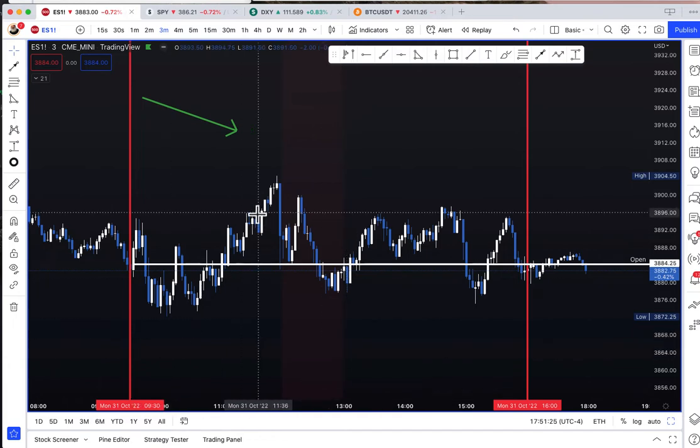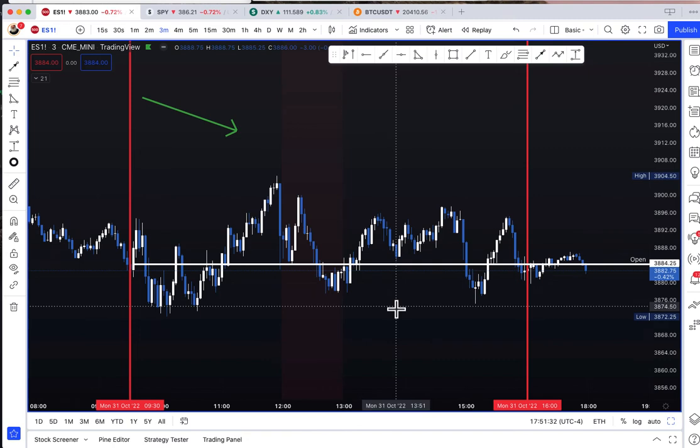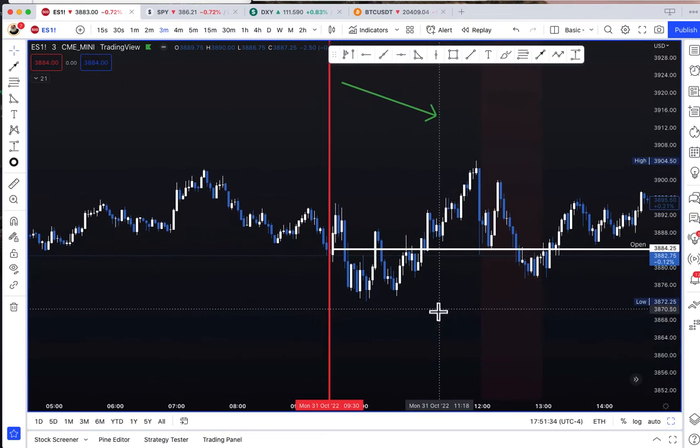So we traded up until noon. Then I took my wife out to lunch. This maroon area is lunchtime. And then I came back and placed a couple trades in the afternoon. So let's look at the pre-market first.